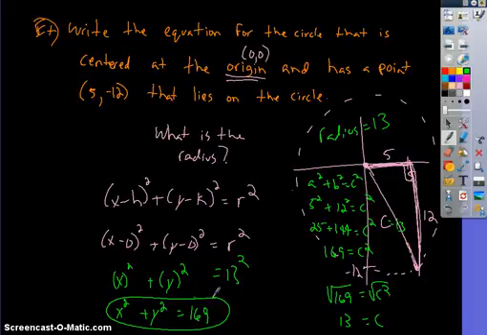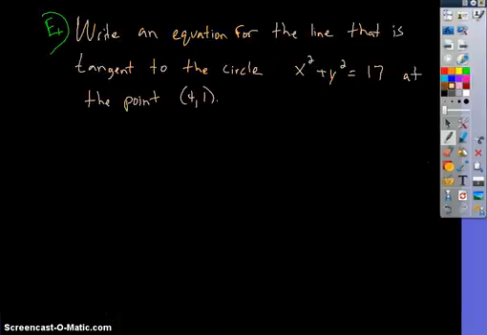All right, let's look at a different one. In this example, we want to write an equation for the line that is tangent to the circle x squared plus y squared equals 17 at the point 4, 1. So I would actually begin this with a graph.